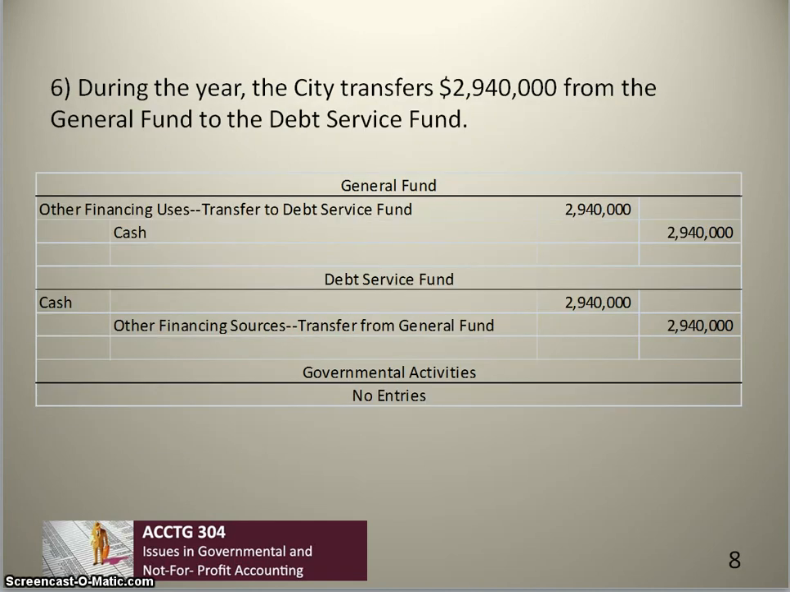Next, the city transfers the $2,940,000 that was budgeted from the general fund to the debt service fund. So we record in the general fund the transfer to the debt service fund, and in the debt service fund we record the transfer from the general fund. Again, there are no entries in the governmental activities because both the general fund and the debt service fund are part of the governmental activities, so this transfer is internal to the governmental activities.